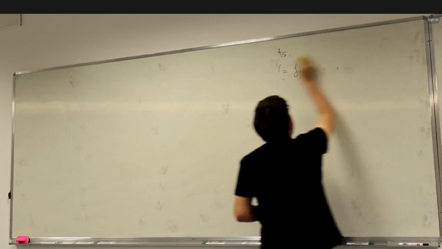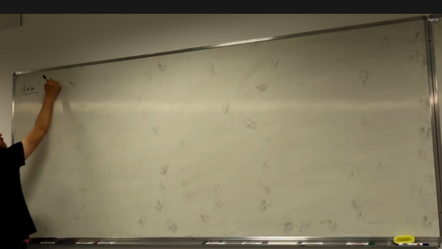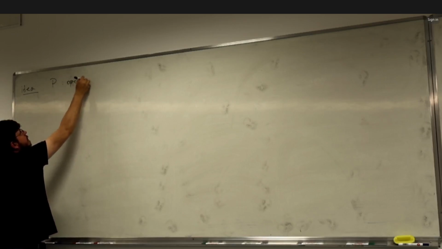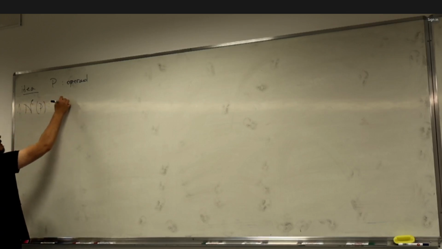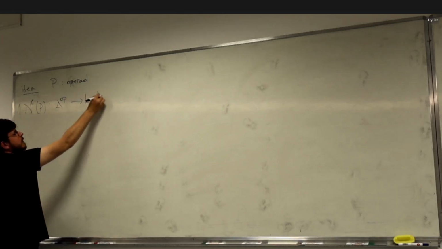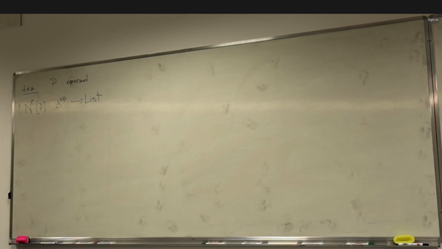Okay, so the idea is the following. I have an operad P, and I have zero simplices. Now I want to construct what we call the operadic nerve of P, from delta op to lists. Okay, we can start the construction now.